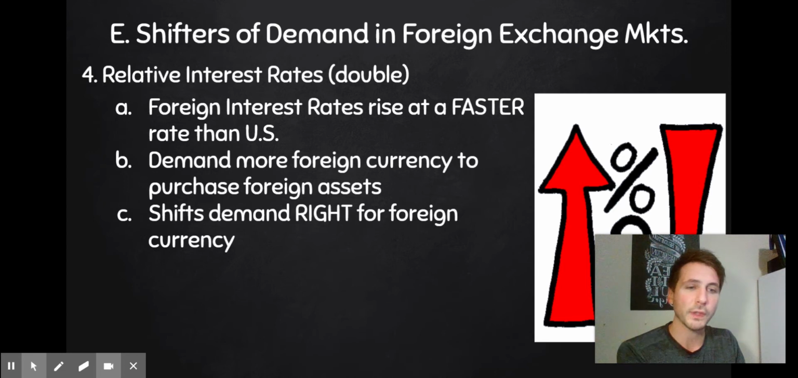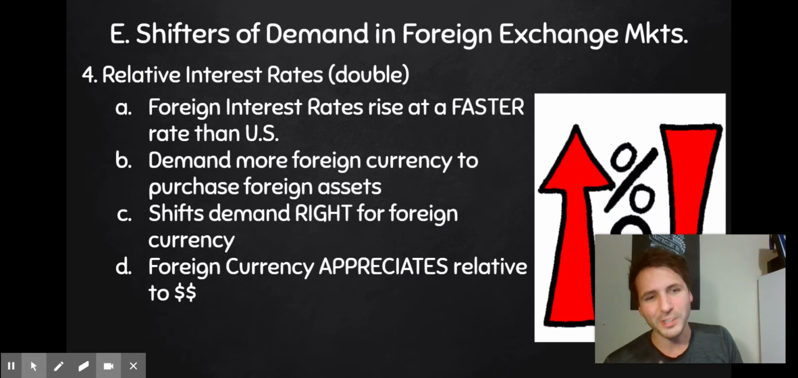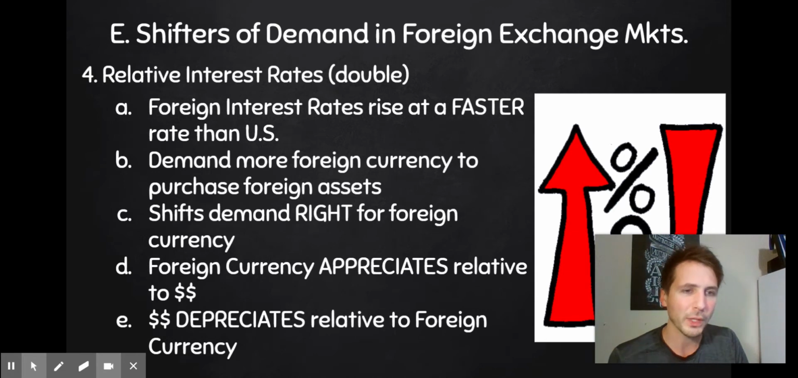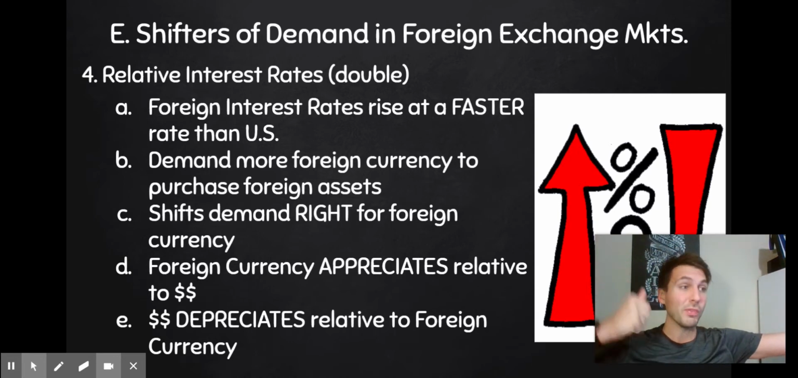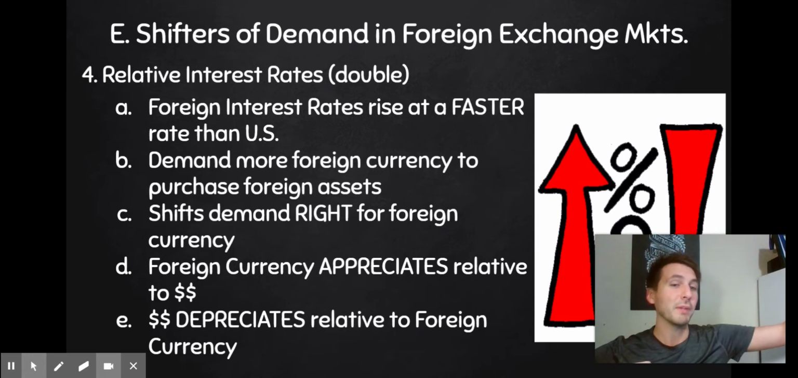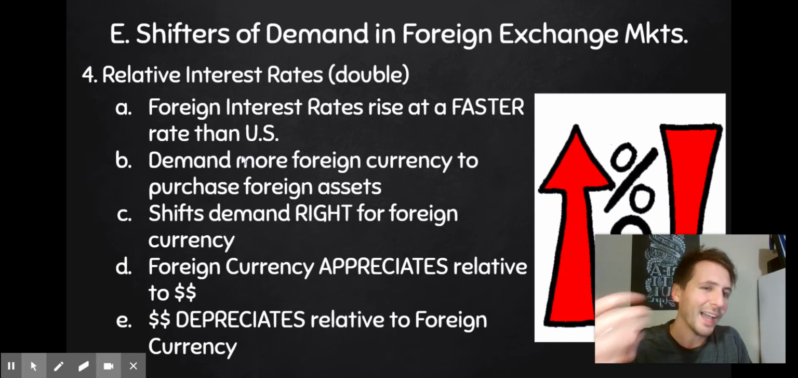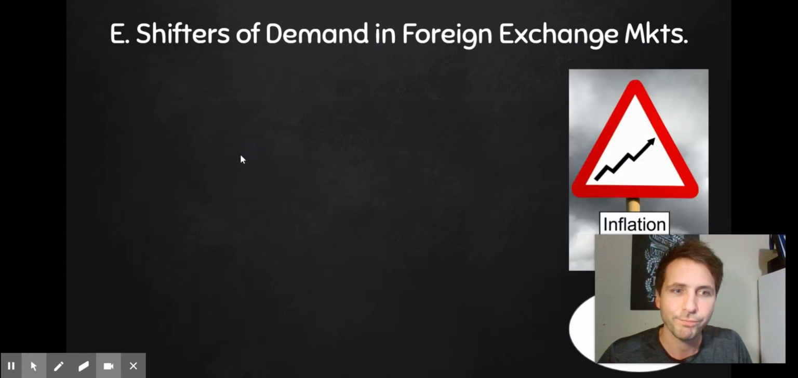So I demand more of the asset and I demand more of the currency. So the demand shifts right for that foreign currency. That foreign currency appreciates relative to the dollar. And of course, in order to get that currency, I had to supply American dollars, so the American dollar is going to depreciate relative to the foreign currency. And for all of these, the opposite is true as well. If the American interest rate went up higher than the foreign, then they're going to want more of our bonds. So the demand for our currency is going to go up. So our currency is going to appreciate, which means that their currency is going to depreciate, right? So you can always reverse this depending on who has the higher interest rate, or who has the higher income, or who has the change in taste.